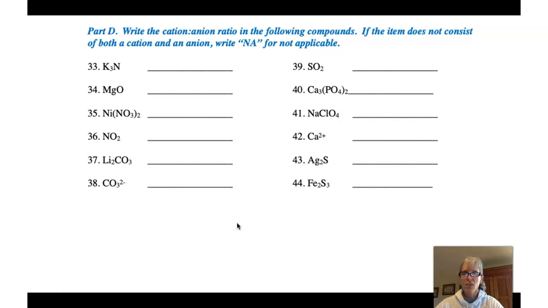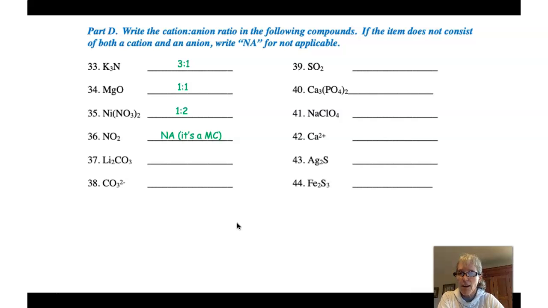All right, welcome back. Let's go through these answers. So this first one is an ionic compound, so the ratio is 3:1. The next one, we've got a metal and a nonmetal, so it's ionic. That is a 1:1 ratio. The next one with the nickel is a 1:2 ratio, 1:2. Okay, those parentheses help us distinguish the ratio subscript, the 2, from the 3 in the polyatomic ion. 36 is an NA. That's not an ionic compound, it's molecular because both nitrogen and oxygen are nonmetals.